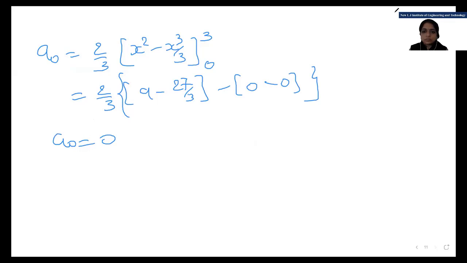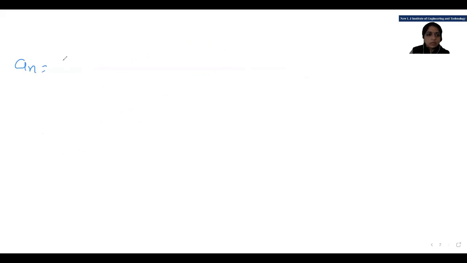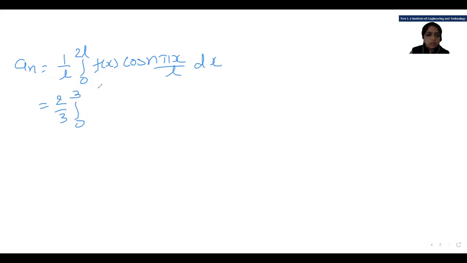Now an is 1 by L, 0 to 2L, f of x cos n pi x by L dx. This is 2 by 3, this is 0 to 3. Here f of x is 2x minus x square cos. In the place of 3 by 2 I put 2 by 3. So 2 n pi x by 3 dx, right?